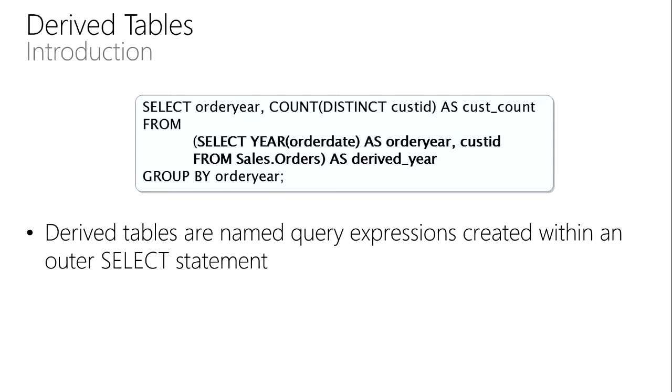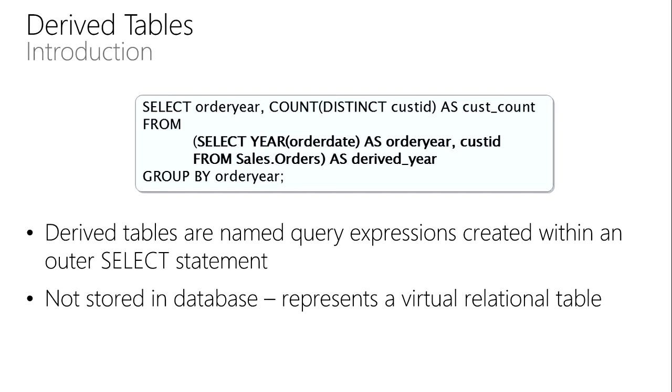And there are a couple of rules around the way that we use these things. So the first thing is that they're named query expressions. They're created within a select statement. So they aren't permanent objects. They're not stored in the database or anything like that. They are a virtual table for the purposes of simplifying a query effectively.